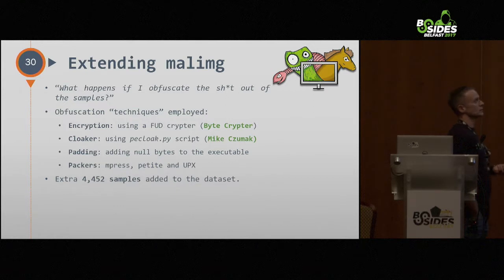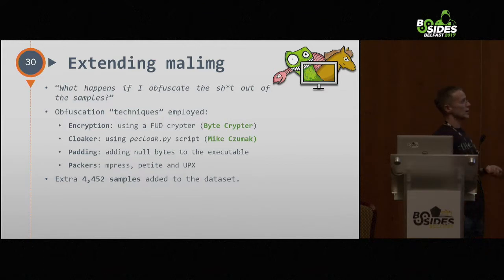Encryption using a FUD cryptor, byte cryptor. So I used basic encryption on that. I used a cloaker. I used a script from Mike Sumac, which you can get on GitHub. I actually used an updated version called PE Cloak. And then I wrote a script in Python just to add some bytes into the end of an executable. All it does is extend the size of an executable, create a header and a section, update the headers, and put in a load of null bytes at the end. It doesn't actually disrupt the running of the file.